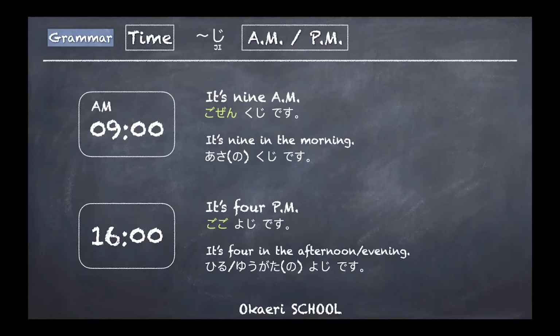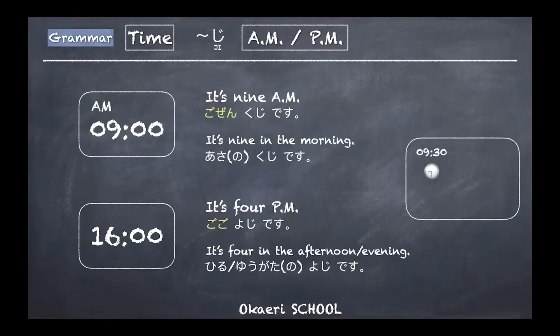You could also say it's 4 in the afternoon or evening. Well, 4 o'clock is, I think, the border where you put this, is it afternoon or evening, at least in Japan. So you could say hiru, which is afternoon, or yugata, evening. You can maybe choose. Right. It's 4 in the afternoon: hiru no 4時 desu. It's 4 in the evening: yugata no 4時 desu.